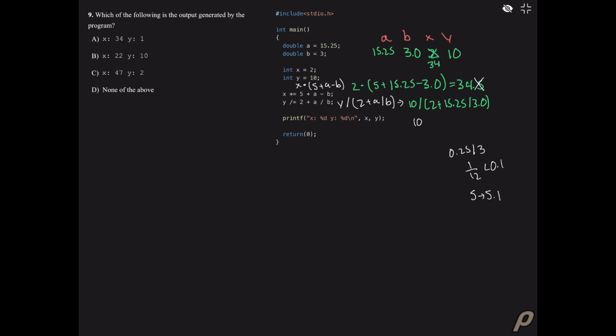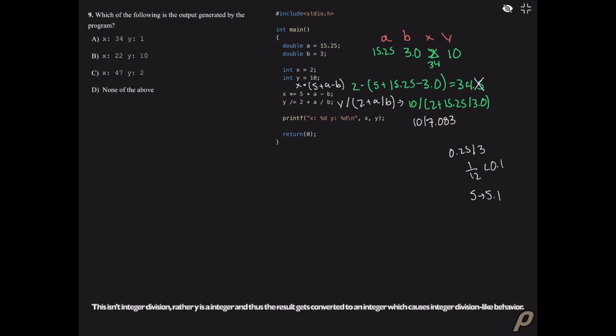And so you'll get 10 divided by 7.083. If you didn't have a calculator, you would know that this is going to be between 7 and 7.1. And you'll see why that doesn't really matter, as this y is an integer, so integer division is going to occur here. We do 10 divided by 7.083, but this just gets turned into a 1, because 7 only goes into 10 one time with a remainder of 3 point a bunch of numbers. So y, the result of this calculation, is just going to equal 1 for the purposes of what we're doing here.